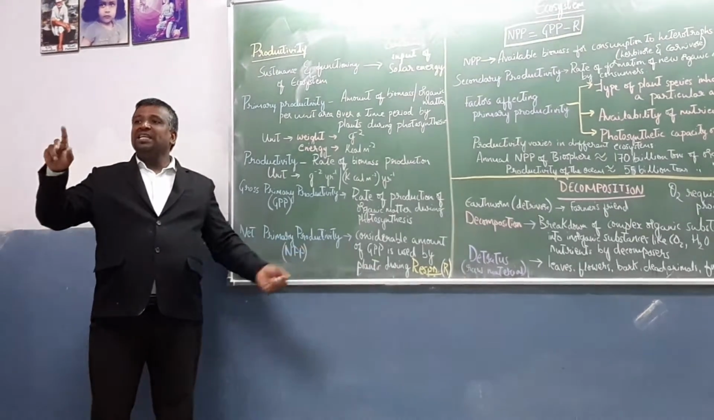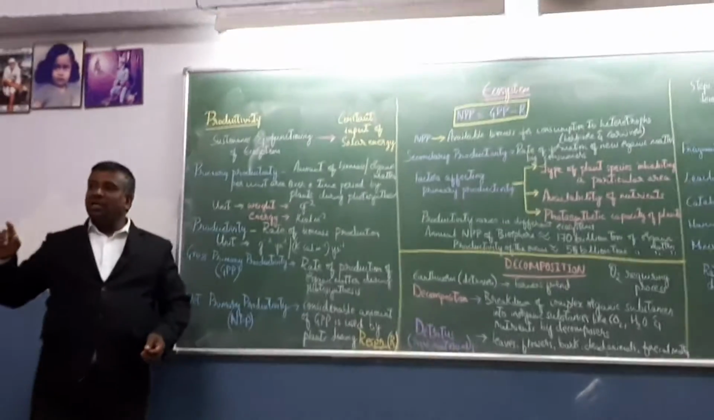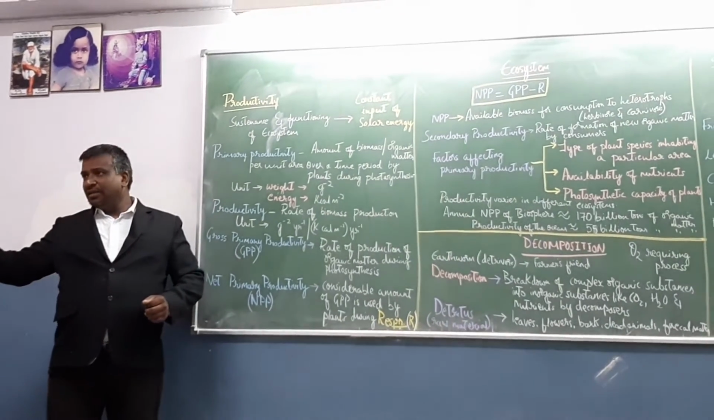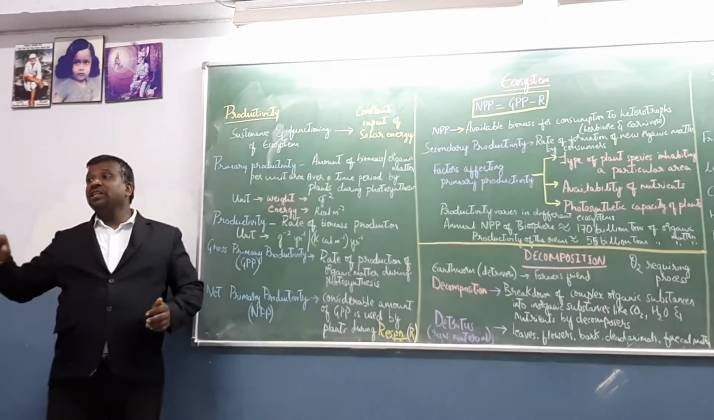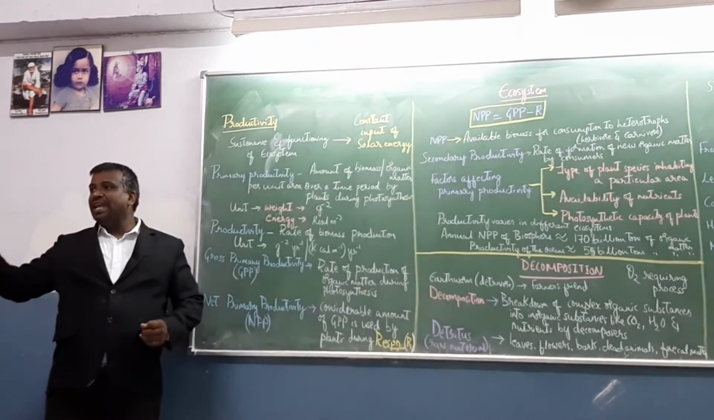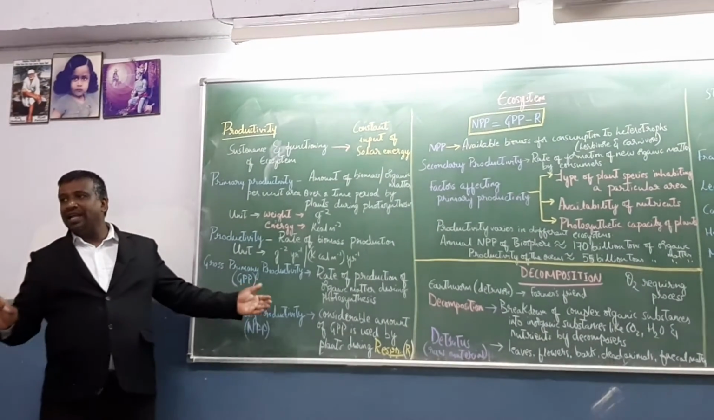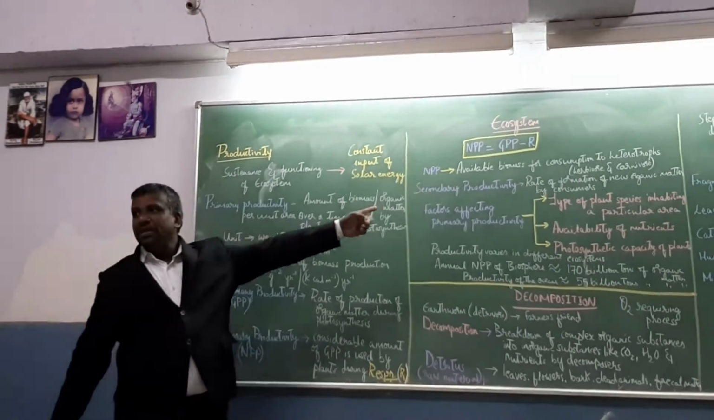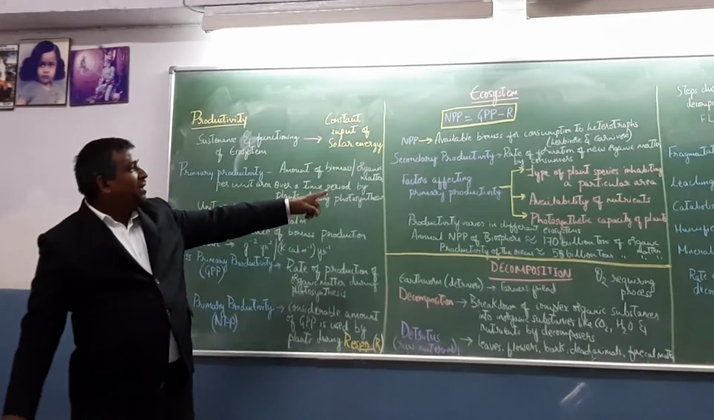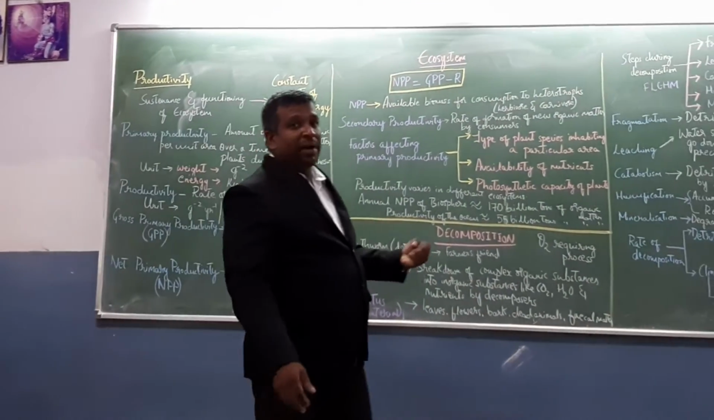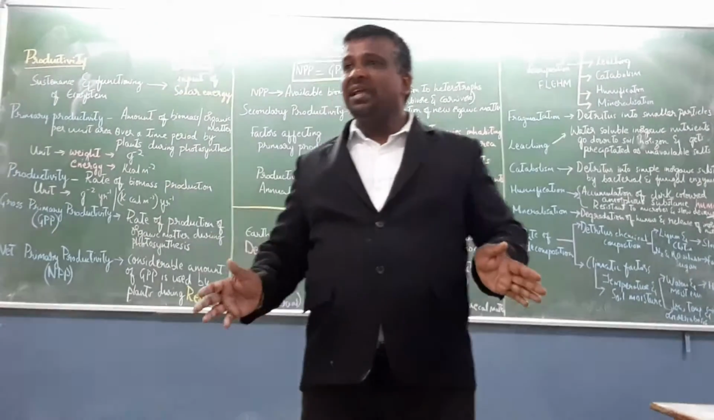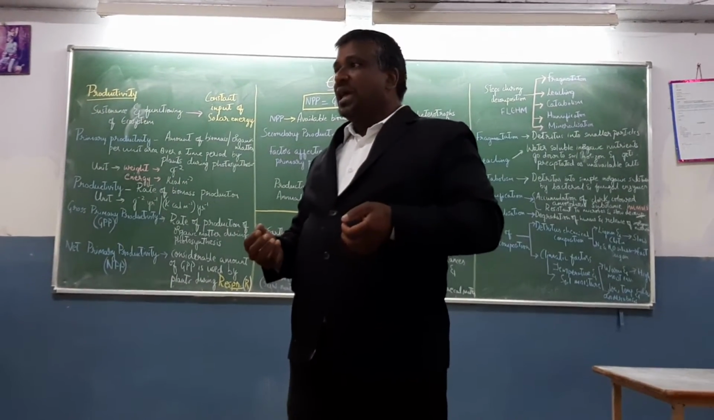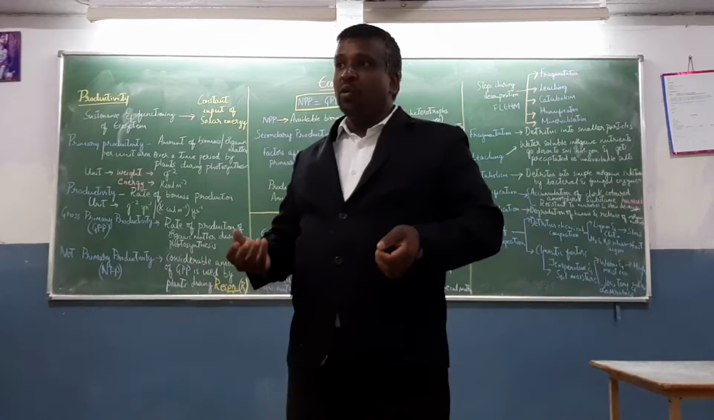So that is what we call NPP. Net primary productivity is gross primary productivity minus respiration, or the difference of gross primary productivity and respiration. We call it net primary productivity. NPP equals GPP minus R. NPP is also the available biomass. Net primary productivity is what is available for herbivores and the carnivores.